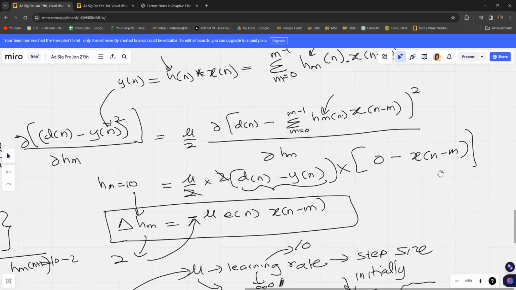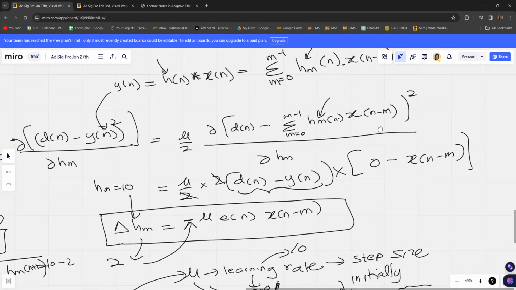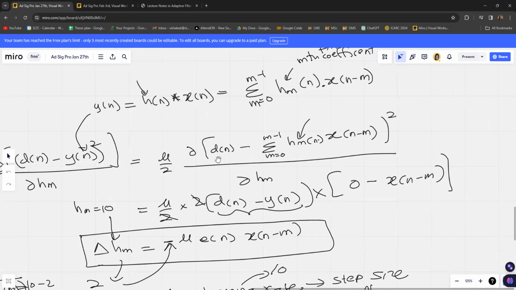So if we consider this entire thing and differentiate it, we can differentiate the entire expression inside the brackets first. So we take the square term out, and then 2, and then dn minus this expression, which is yn, so we leave it as it is. Then dn will be a constant, as it doesn't have any filter coefficient values, so it will be 0. So we will be differentiating this expression with respect to a certain filter coefficient hm.